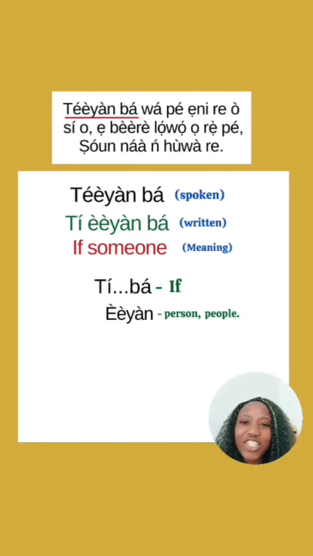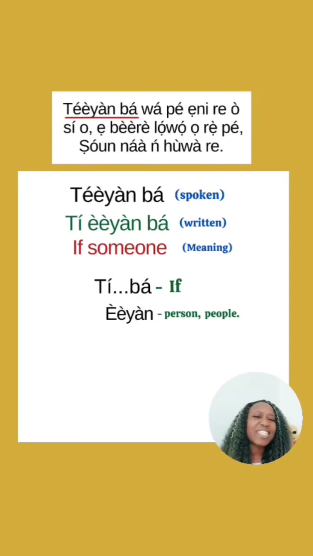If you have any question on this one, please do let me know. You're welcome. So we will be moving to the other slide. Please let me know if you understood this one. Téèyàn bá is how you say it. Tí èèyàn bá is how you would write it.